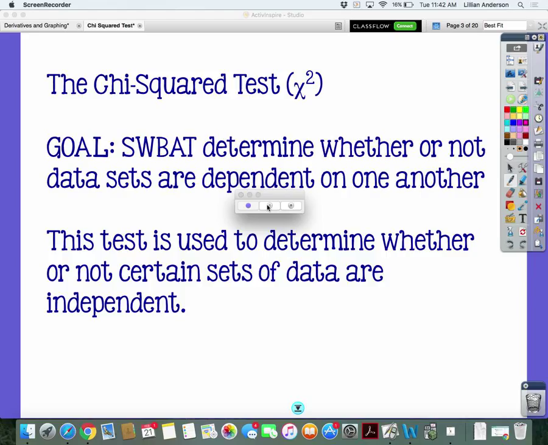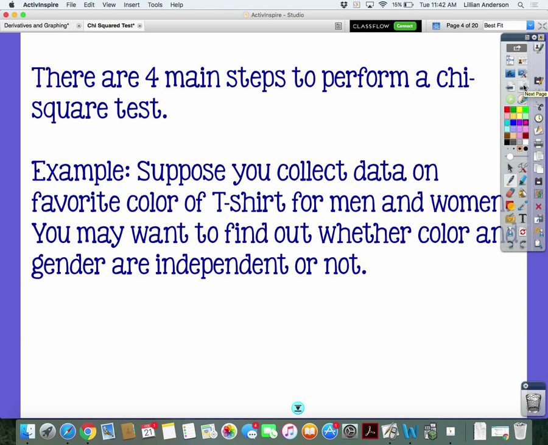Now, this test is used to determine whether or not certain sets of data are independent, meaning whether or not two sets are dependent on one another, for example how tall you are and shoe size, or your gender and your favorite color t-shirt, or the number of hours you sleep and GPA. You would use this test to determine whether or not these two things depend on each other. There are 4 main steps to perform the chi-square test.